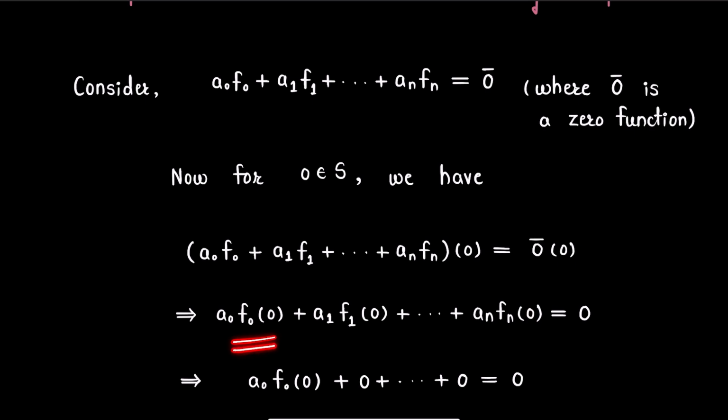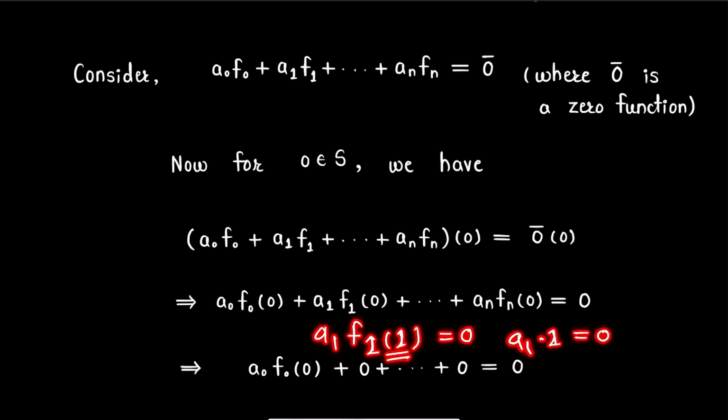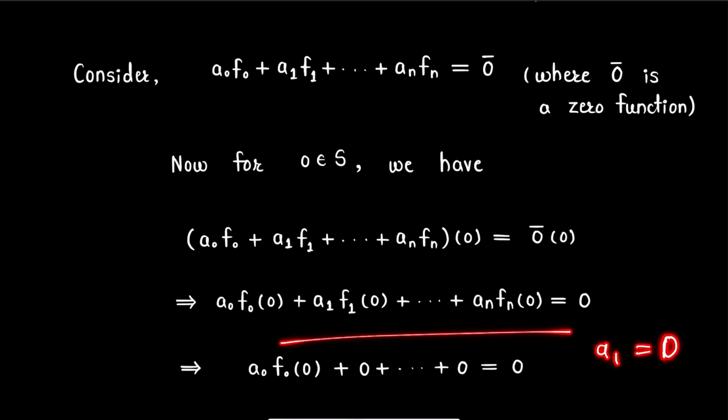So, all these terms will be 0. So, we will get a1 times f1 of 1 equals to 0. Now, here f1 of 1 will be 1. So, we get a1 times 1 equals to 0. Now, 1 is not equals to 0. So, we will get a1 equals to 0. So, in this way we have found that a1 equals to 0.